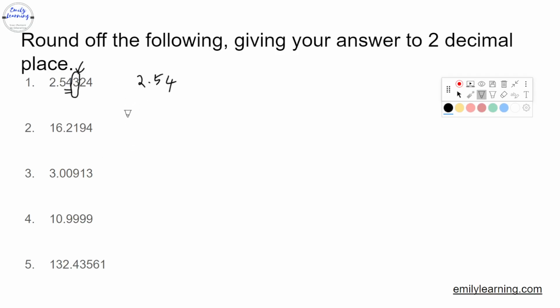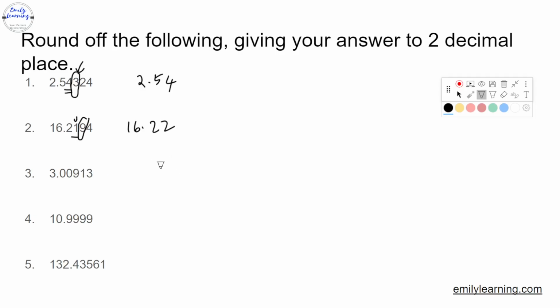Looking at example 2, to round it off to two decimal places, I will be looking at the third decimal place and comparing it to 5. So 9 is greater than 5. Okay, so therefore I'll need to round upwards. If I round upwards, I'll increase this 1 here to 2. So it becomes 6.22.